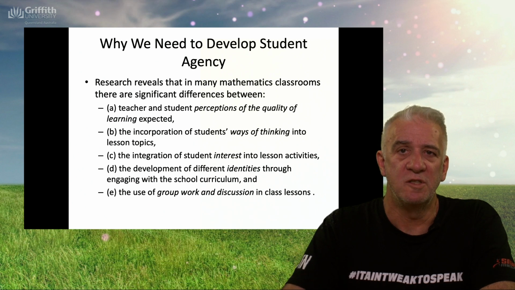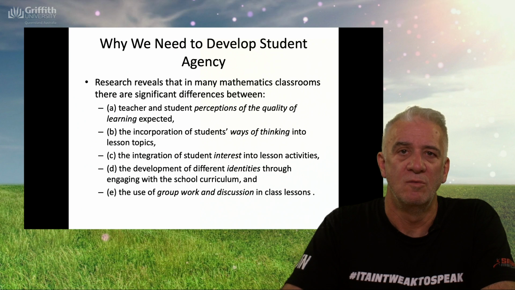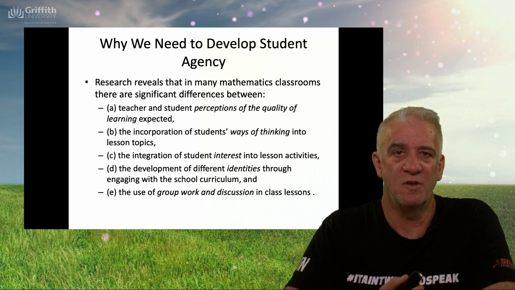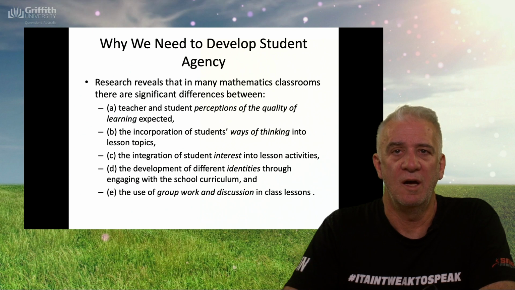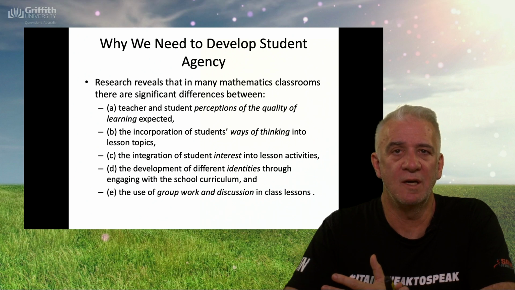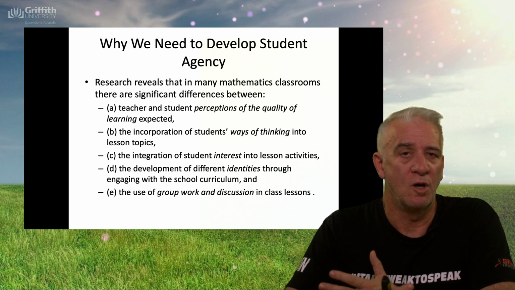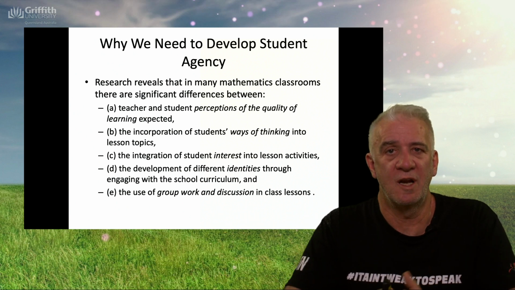So what do we need to do to develop student agency? Well, we know that when students have a sense of agency, it addresses some things. First of all, teachers' and students' perceptions of quality of learning are expected to be similar, but they are different. Their expectations are different when we don't give them a sense of agency. So it's about giving them a clear goal, but not necessarily telling them how to do it.